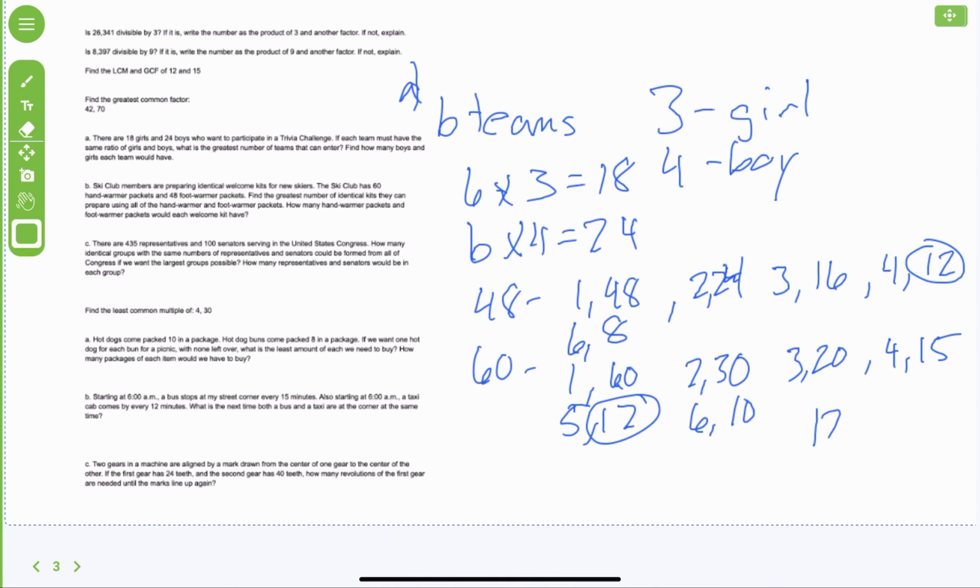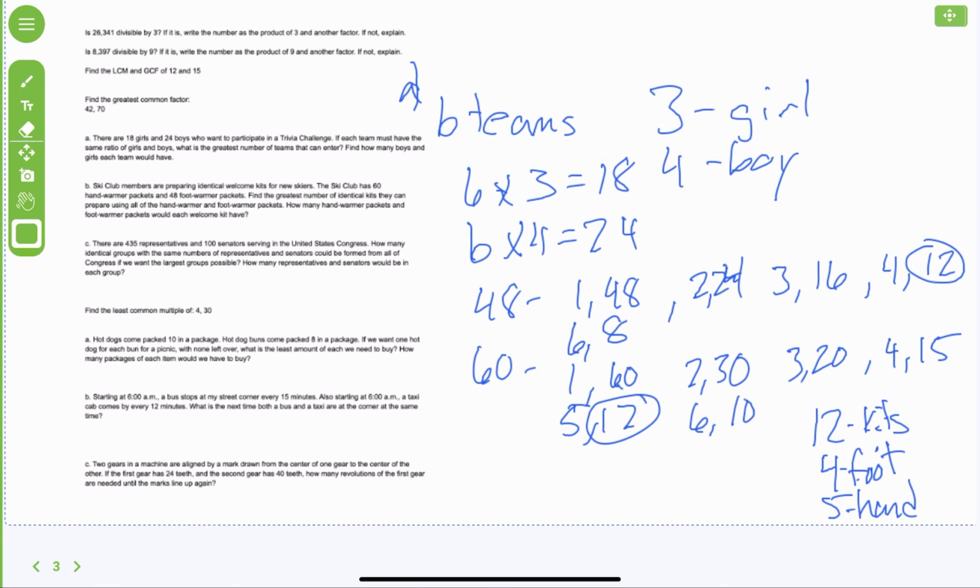Okay? So, we're going to have 12 kits with 4 foot warmers and 5 hand warmers. Because the 48 is talking about the foot warmers, and the 60 is talking about the hand warmers. Okay? 12 kits, 4 foot, 5 hands. Everybody understand how we did that?